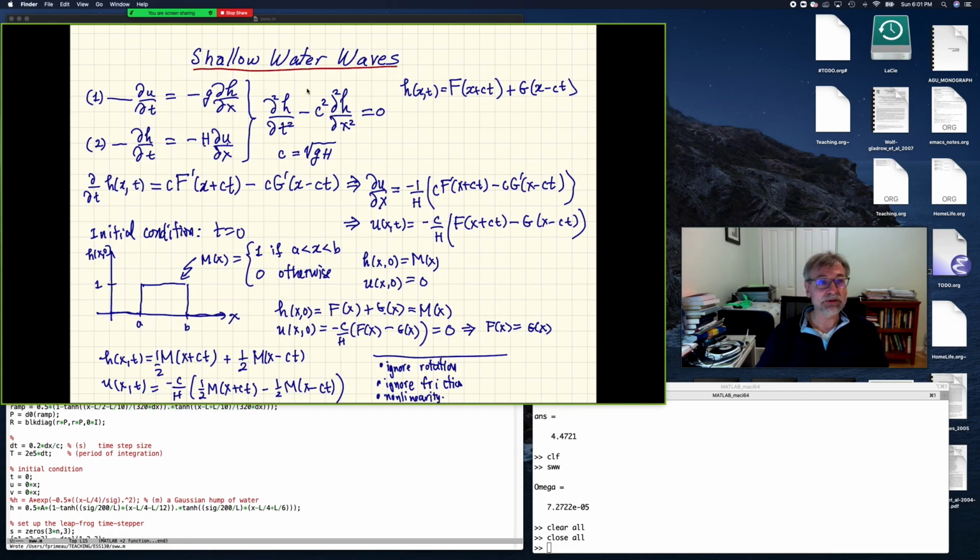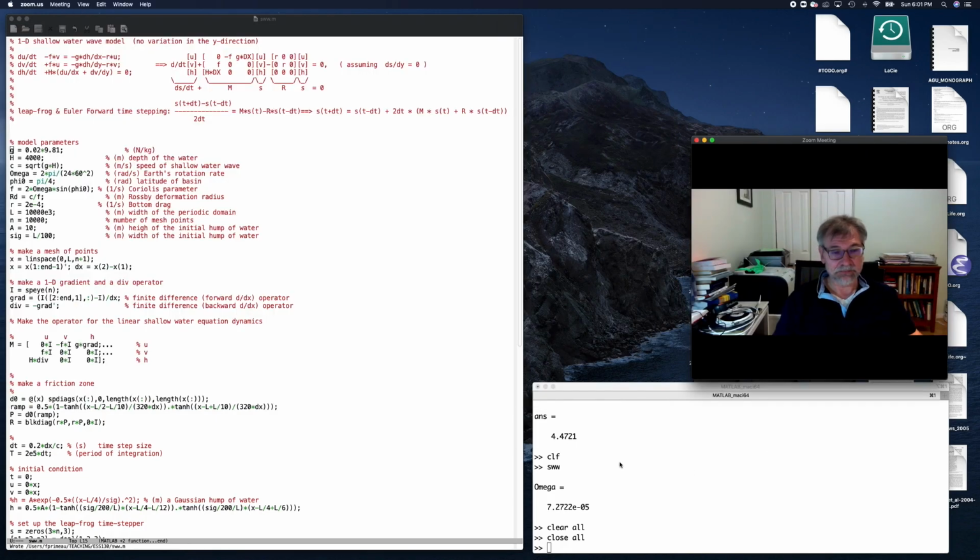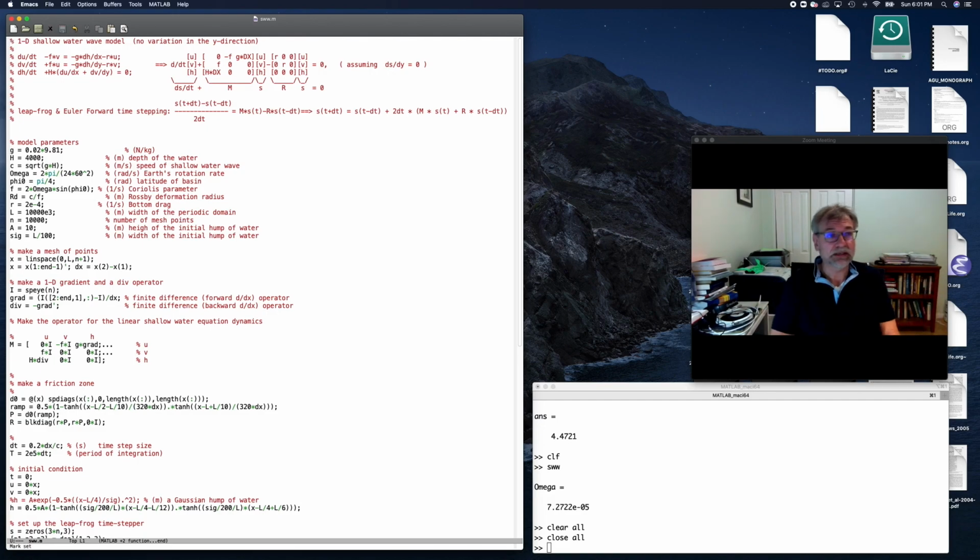Now we're going to go to the code. So I have my MATLAB, here I have my text editor on the left, and on the right I have my MATLAB window. I've already written the code, so let's go through it and then we'll run it. It's going to solve the 1D shallow water wave model with no y variation. I've written it in such a way that we could include rotation and friction if we want to, and we will do that in just a little bit, since our goal ultimately is to study the geostrophic adjustment problem, where rotation becomes important, the Coriolis force. But at first we will set it to 0.